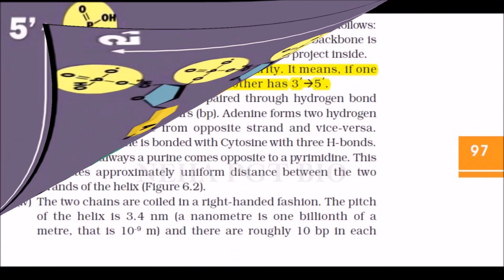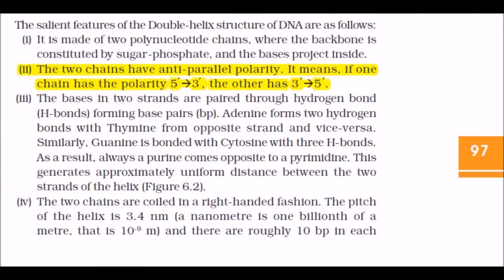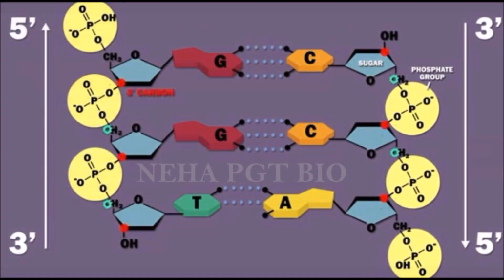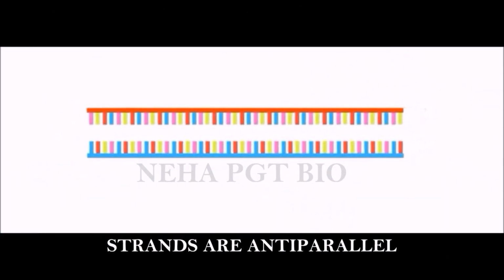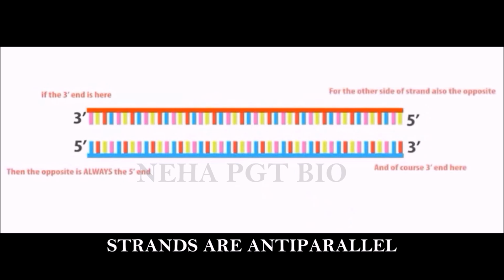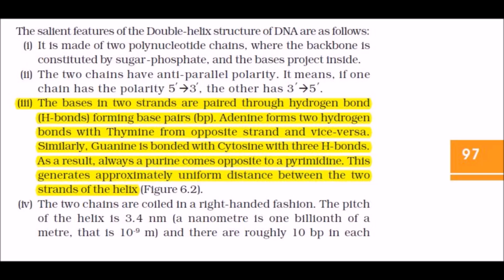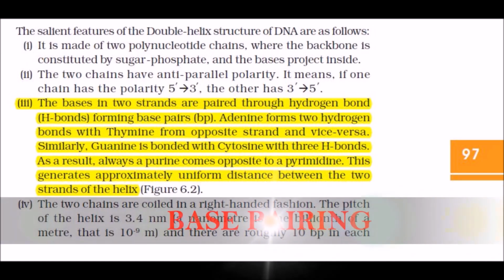The two polynucleotide chains of the double helical structure of DNA run in anti-parallel direction. It means if one chain runs from 5' to 3' direction, the other chain will run from 3' to 5' direction. It means they will have anti-parallel polarity. Bases in the two strands are paired through hydrogen bonds, forming base pairs.